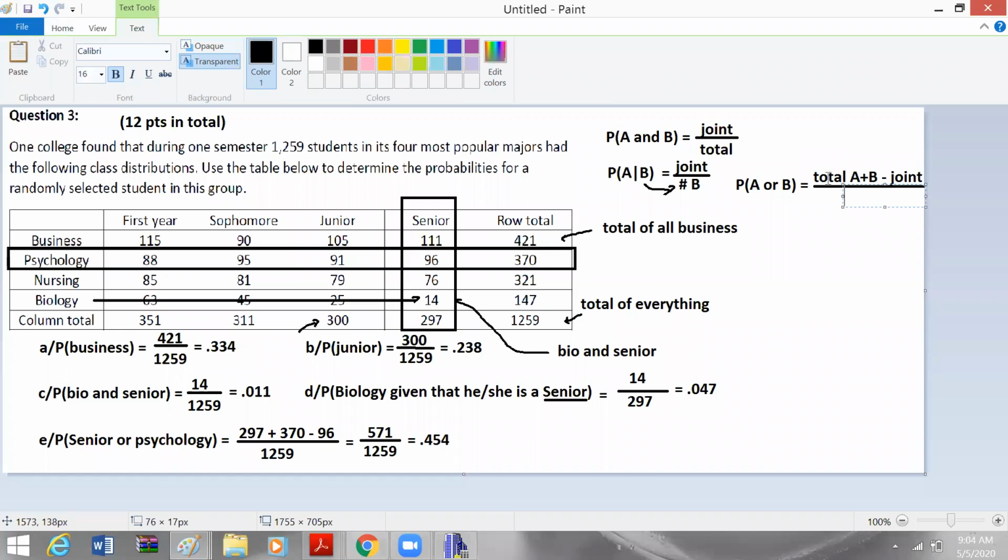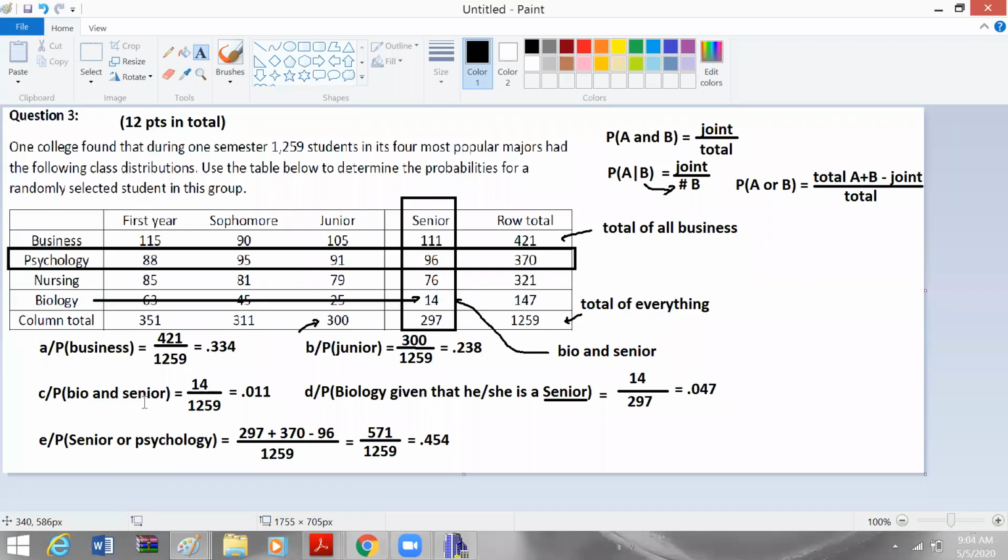So remember, this is the total of A plus B, the total of the row plus the total of the column, and then we subtract the joint, and then we divide it by the total of everything. Remember, the total of everything has to be the total in this case. Very likely we divide it by the total, except for part D, where the conditional probability shows up and we need to divide it by the given. The given in this question is 297.